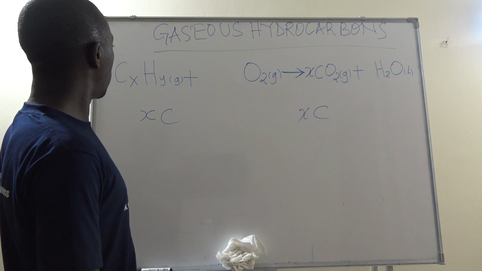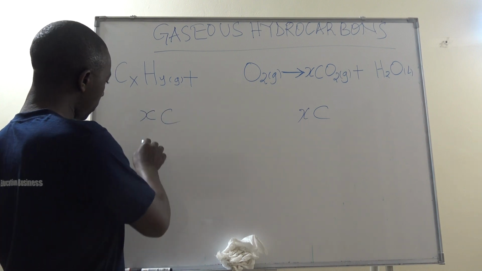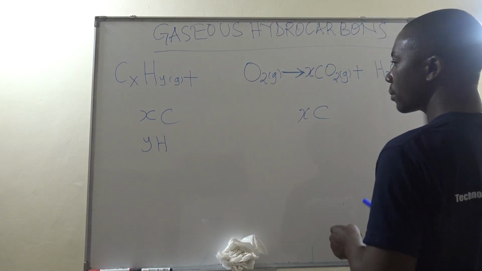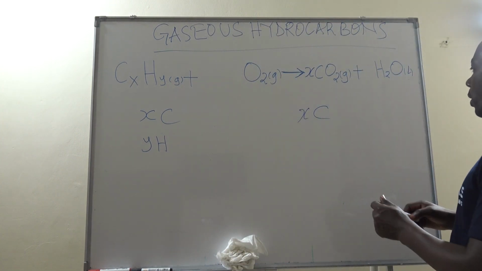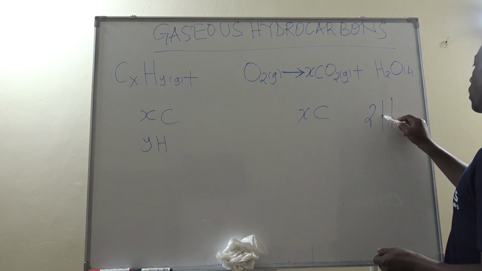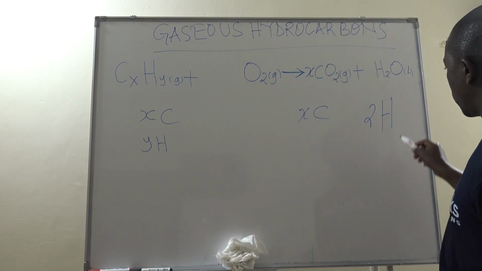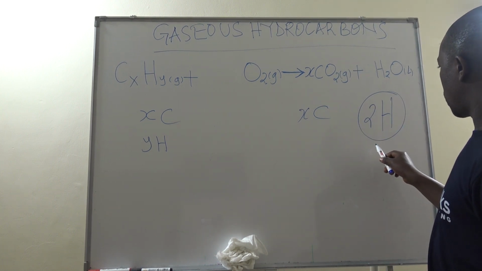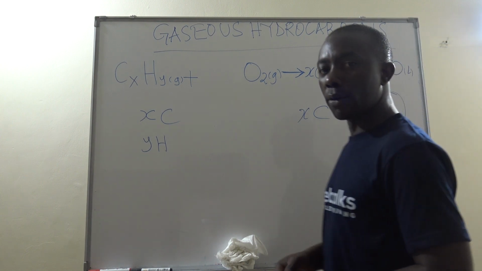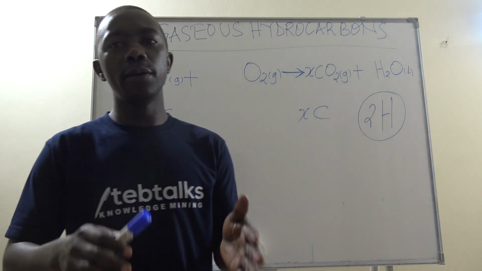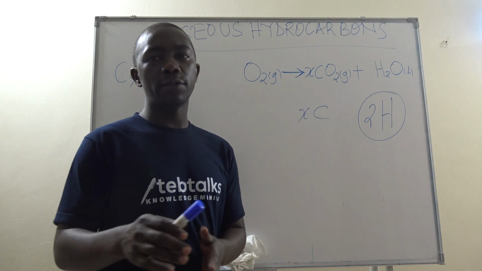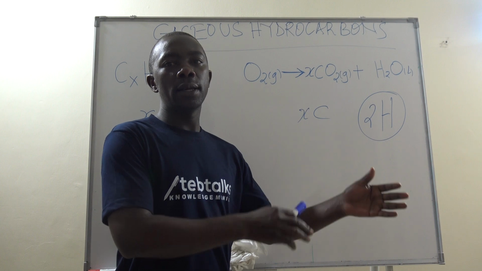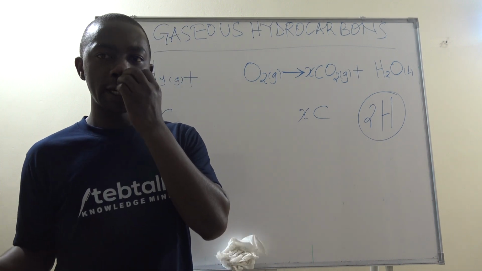Now that takes us to hydrogen. Here we have Y hydrogens, but this side we have two hydrogens. To balance them off, remember there's no topic called balancing, but we simply find ways of working things out to ensure that the atoms on the right hand side balance with the atoms on the left hand side.